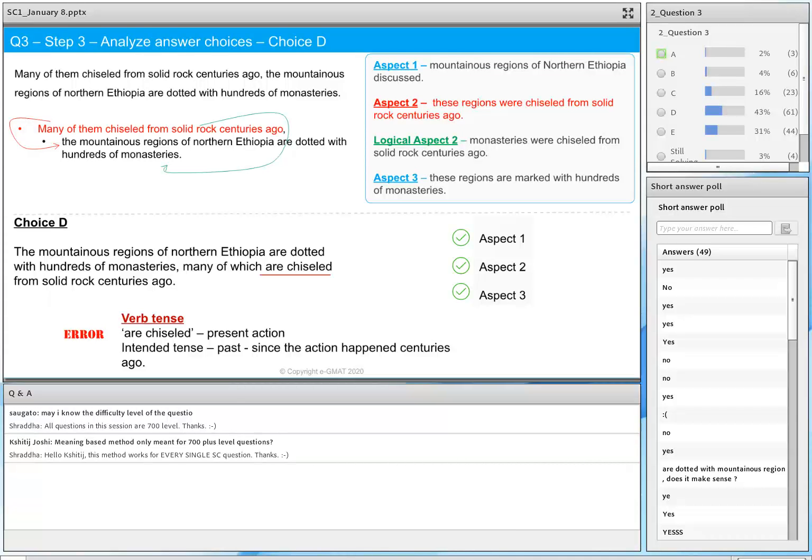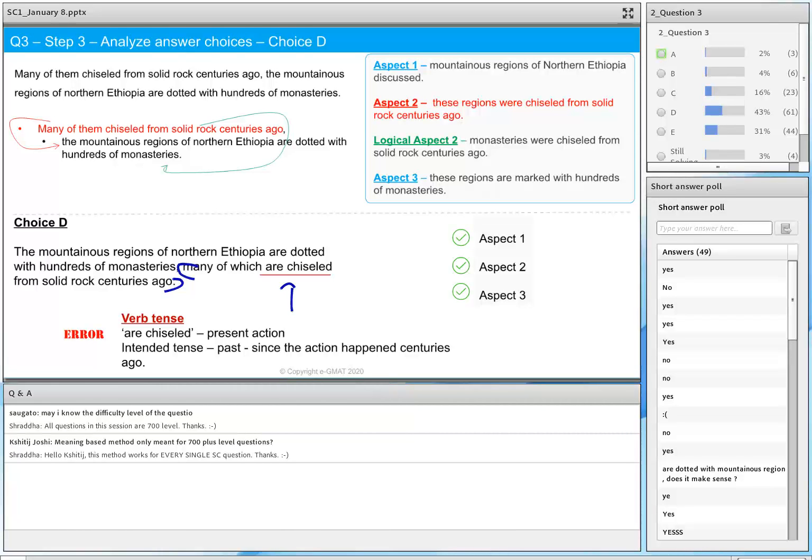So let's just go by what's going on in choice D. Choice D does what we were also expecting to do: pick up "many of them" from the beginning of the sentence and place it after "hundreds of monasteries." Yes, choice D does that. But where choice D lacks is the grammatical error, "are chiseled."